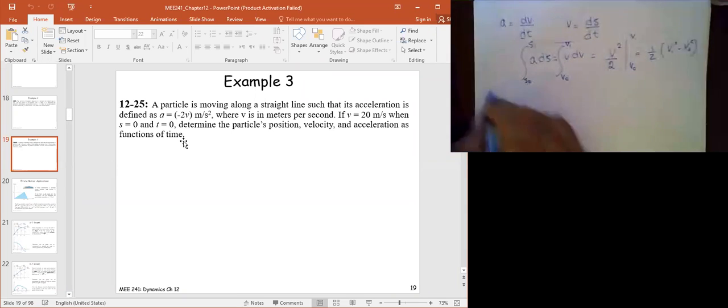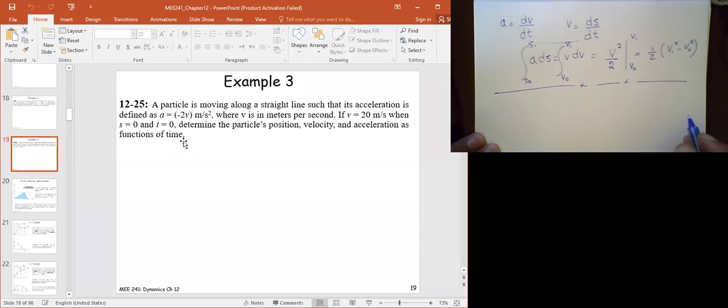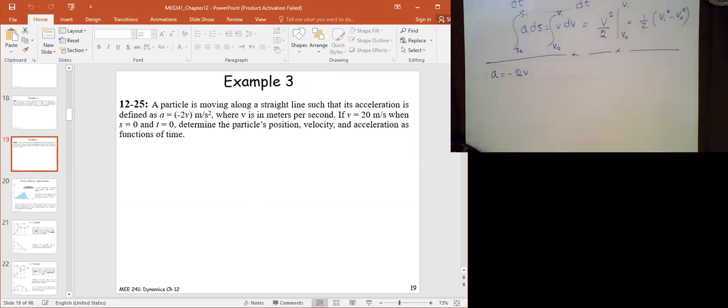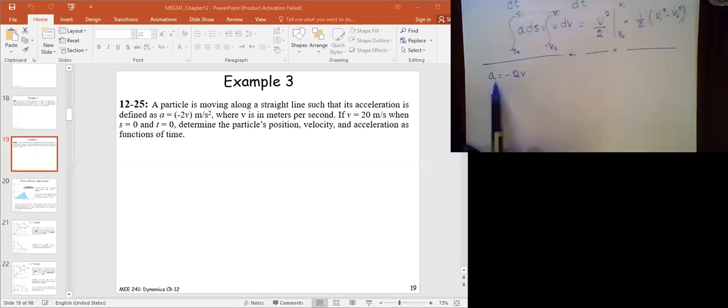Okay, so let us write what we have. Here we know the acceleration is equal to minus 2v. How can I get, for example, acceleration as a function of time? Can anyone take a guess on this? Any ideas? Okay, so here they gave you the acceleration as a function of the velocity. So if your velocity is 0, your acceleration is 0.